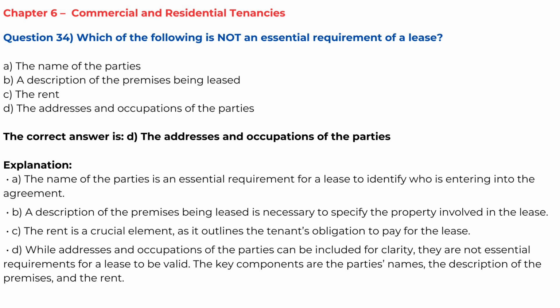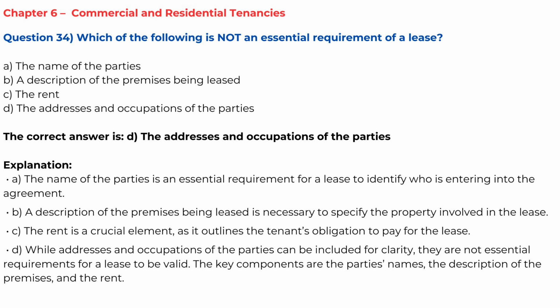Question 34. Which of the following is not an essential requirement of a lease? The correct answer is D. The addresses and occupations of the parties. Explanation. A. The name of the parties is an essential requirement for a lease to identify who is entering into the agreement. B. A description of the premises being leased is necessary to specify the property involved in the lease. C. The rent is a crucial element as it outlines the tenant's obligation to pay for the lease.